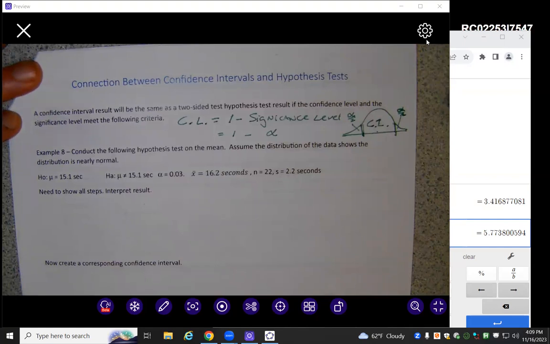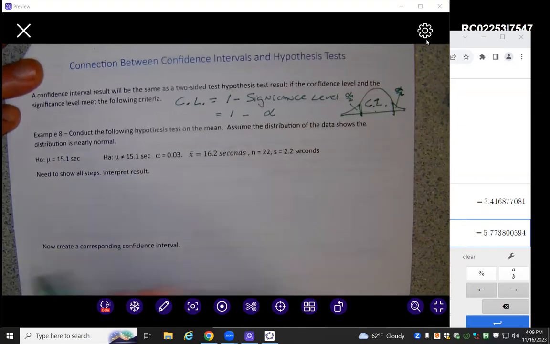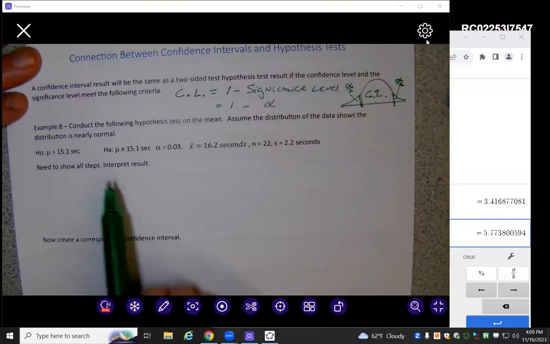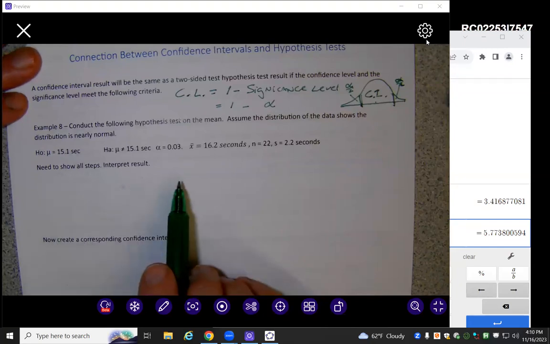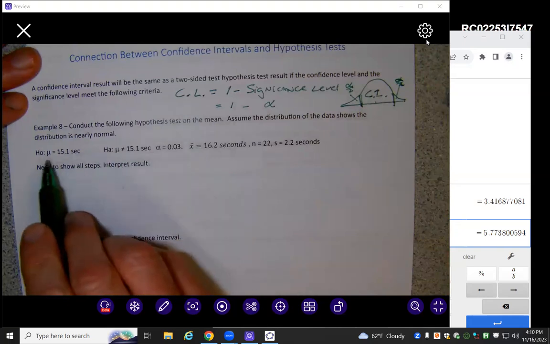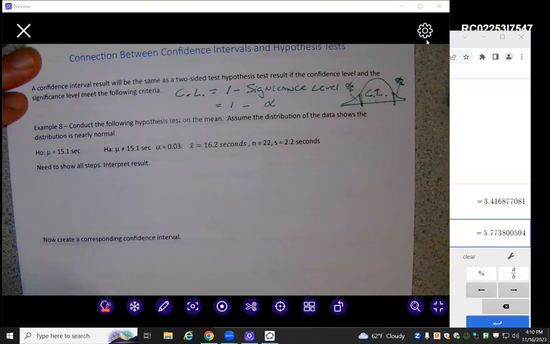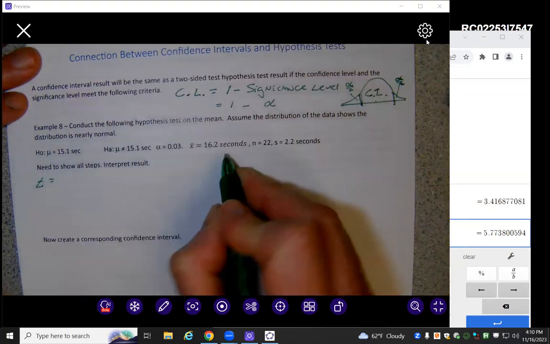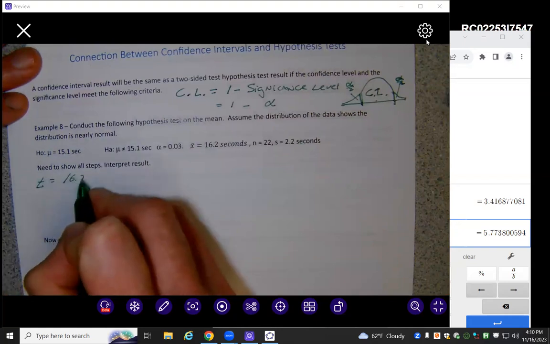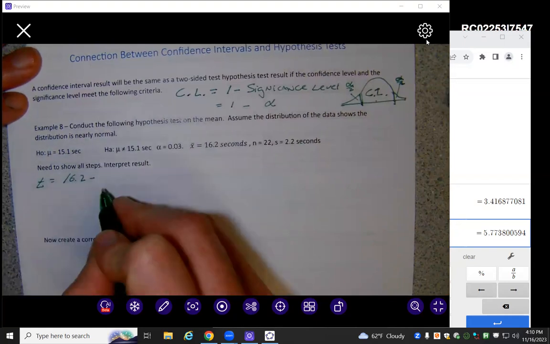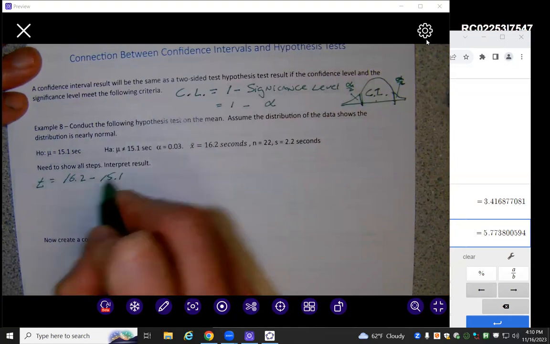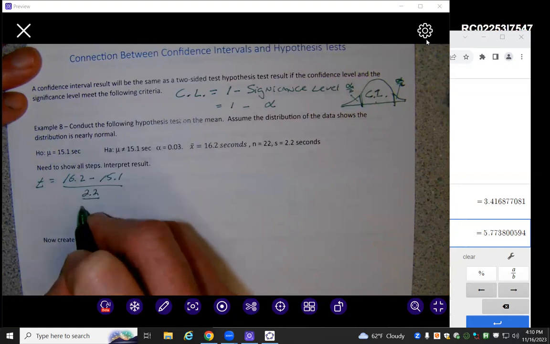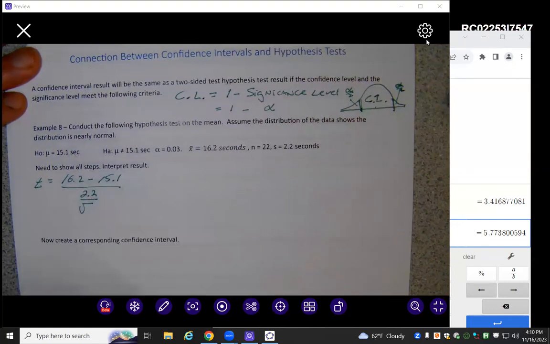So let's just do a quick example. You can notice again, there's no situational context, just crank out some numbers. I already have my null and my alternative. It's two-sided. So let's find my t value. That's 16.2 seconds. Again, you could speed me up here. And what's my sample size? Oh, please give me a sample size. There we go, 22.